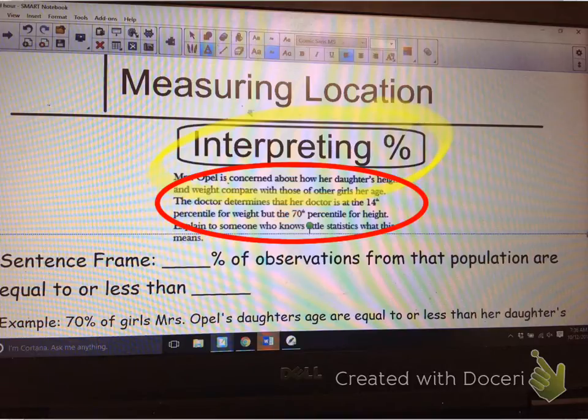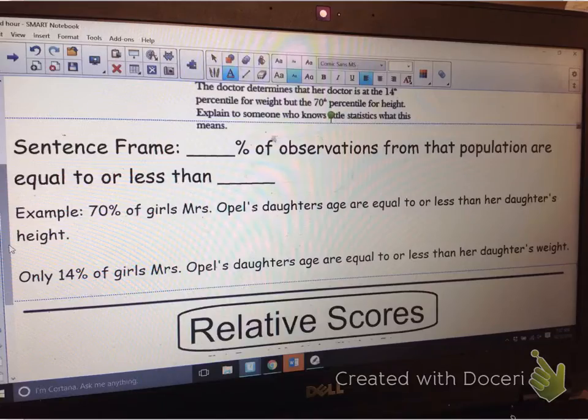I have a sentence frame for you right here that I want you to pause and write down. What this means is blank percent of observations from that population are equal to or less than blank. How do I interpret that in context of this problem? I would say 70% of girls Mrs. Opal's daughter's age are equal to or less than her daughter's height for the height percentile. And then for the weight percentile, I would say only 14% of girls Mrs. Opal's daughter's age are equal to or less than her daughter's weight.